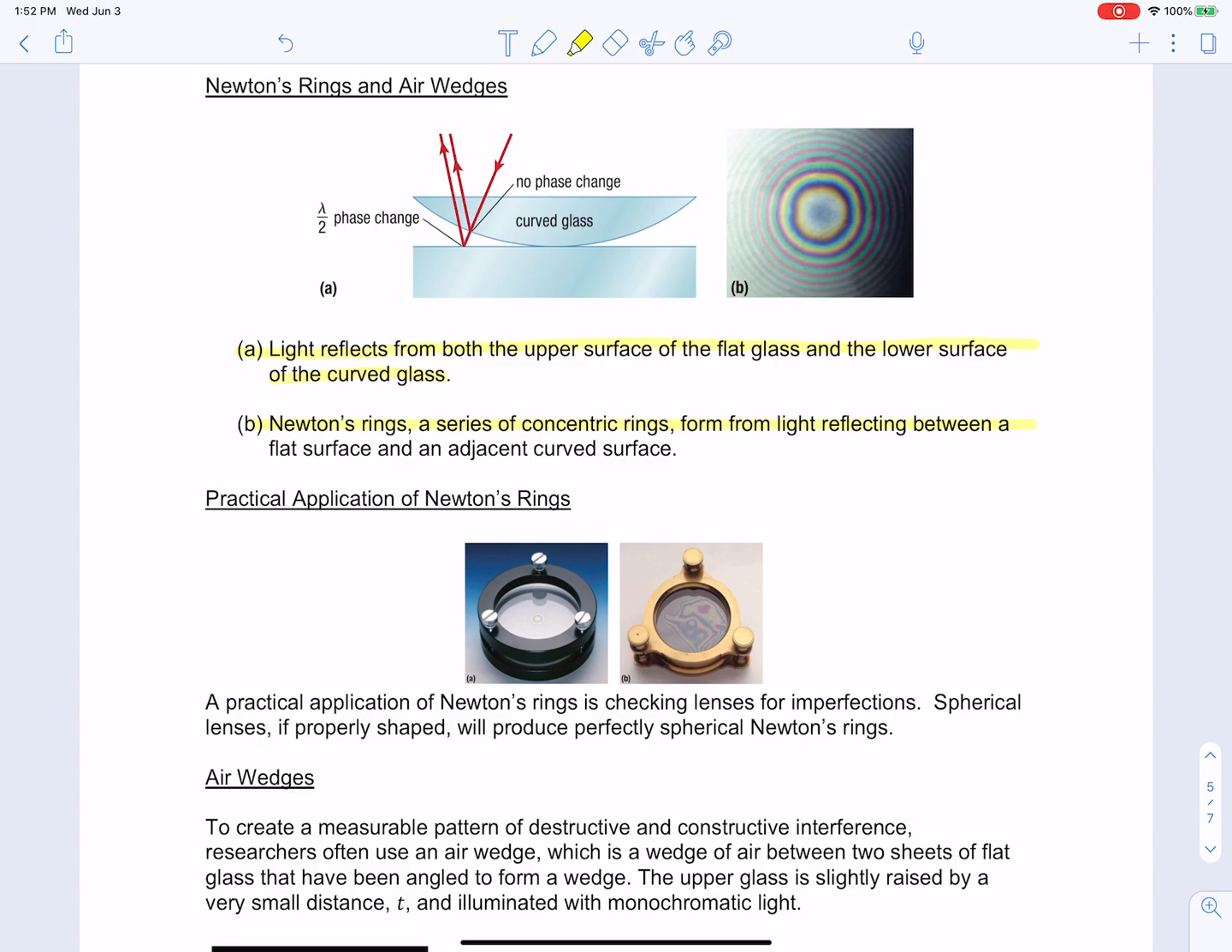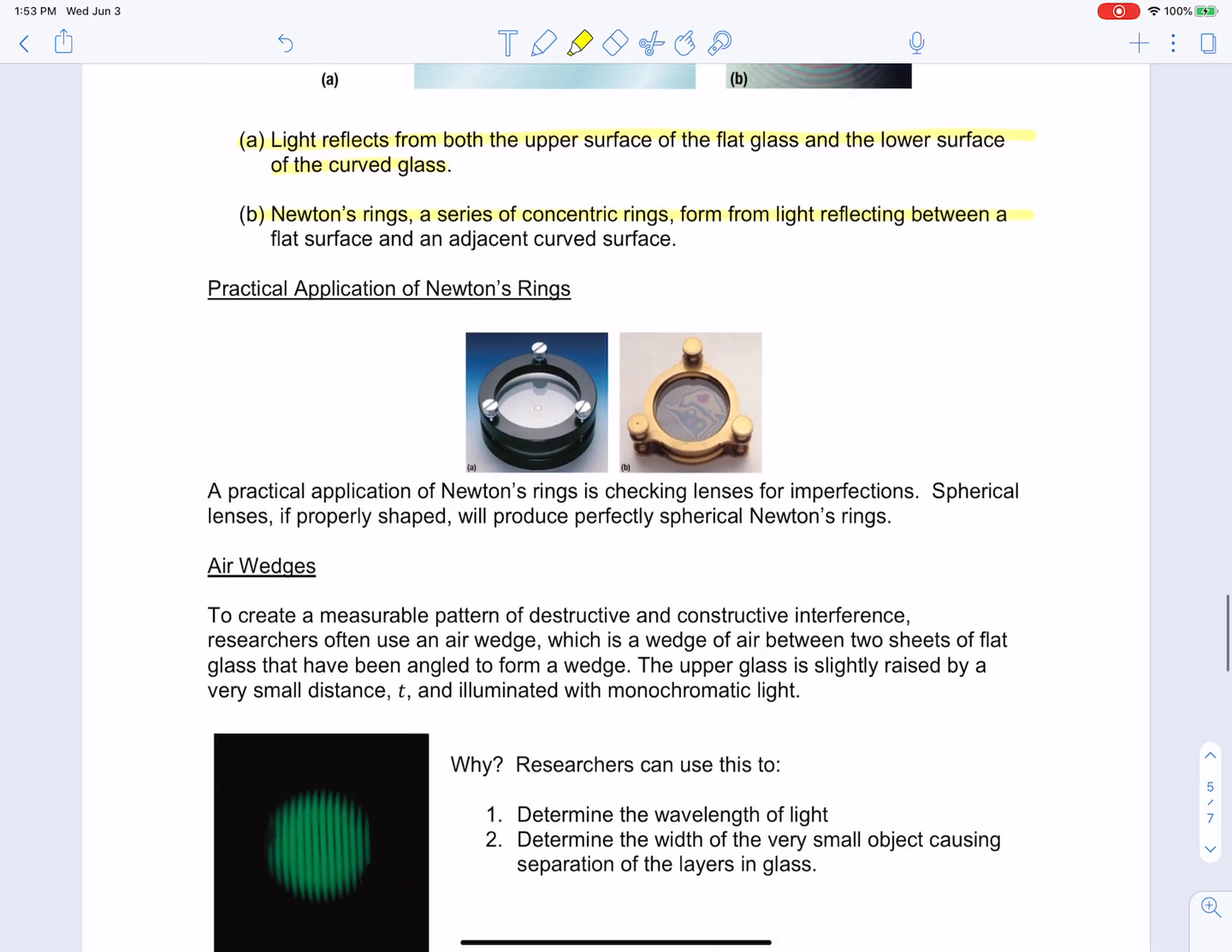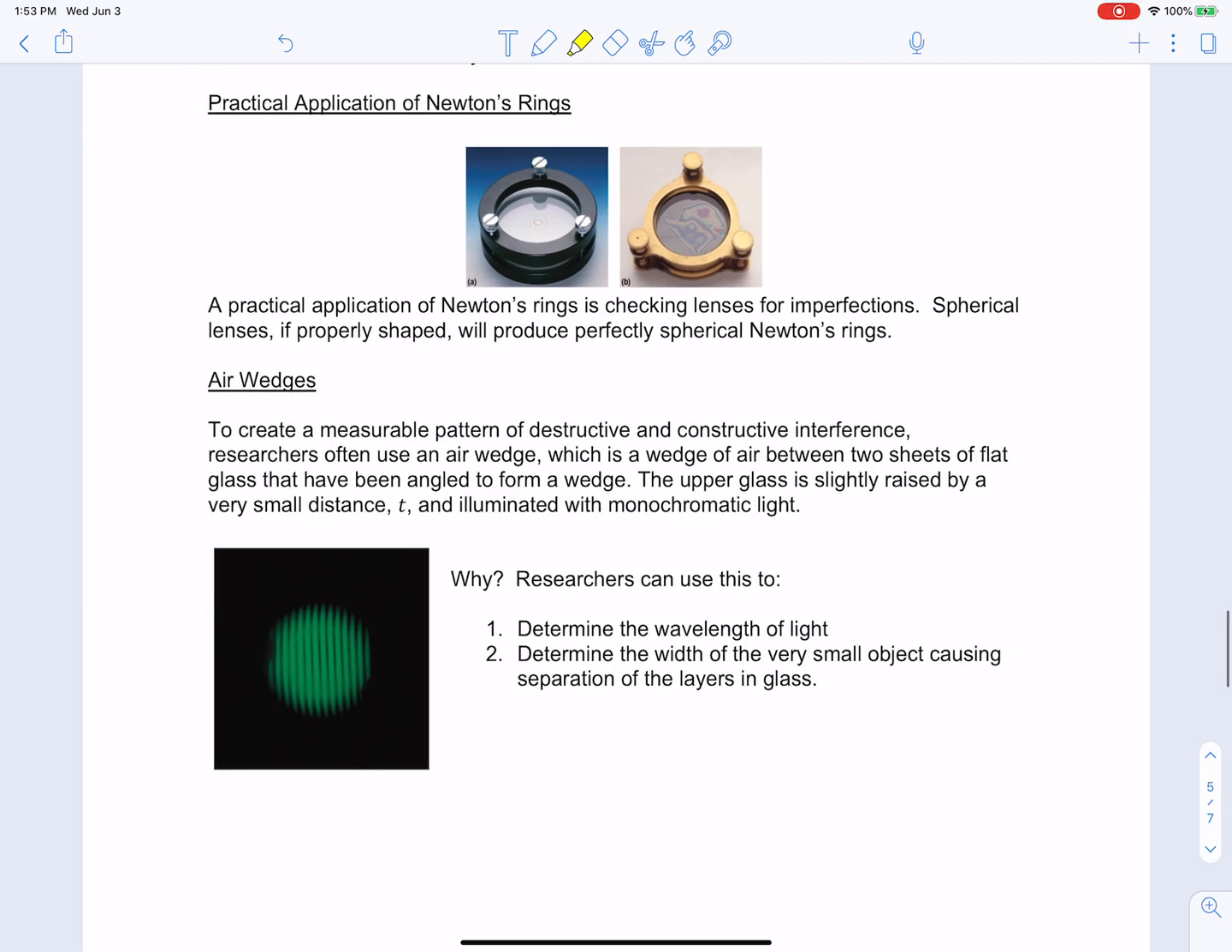So this is a very interesting phenomenon and actually produces a beautiful interference effect, but there are many practical applications of Newton's rings. A practical application of Newton's rings is checking lenses for imperfections. Spherical lenses, if properly shaped, will produce perfectly spherical Newton's rings.